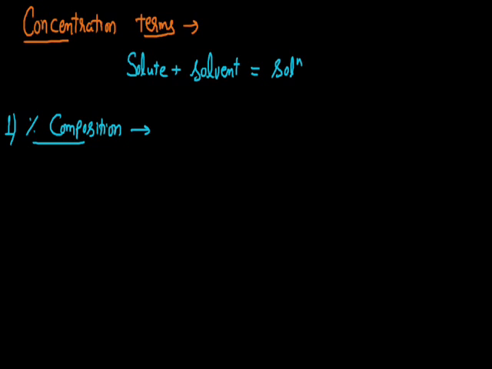Now, when we talk about the percentage composition, it can be told in various ways. The very first kind of percentage composition is percentage mass by mass. This percentage mass by mass, or mass percentage, basically indicates the amount of solute that is present in 100 gram of solution.